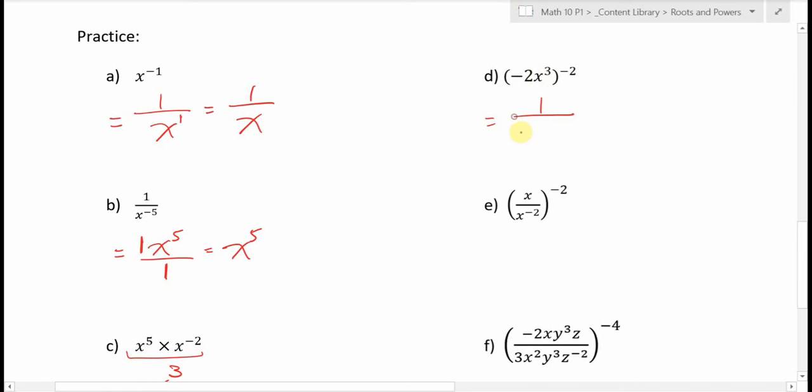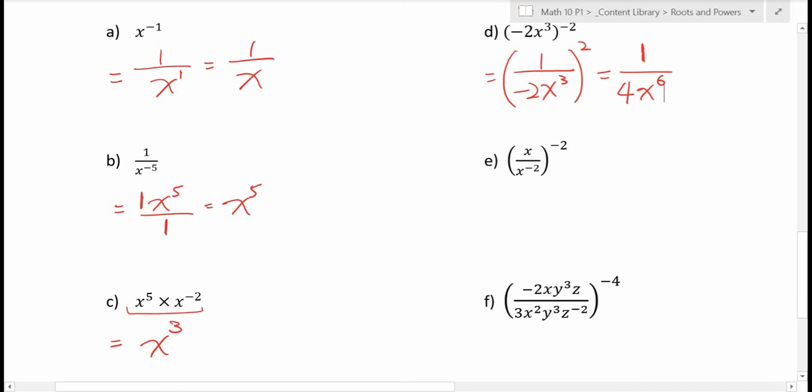For D, because of the negative exponent, I would change this into a fraction and write it as 1 over negative 2x cubed, all of that squared. Notice how I just flip this to the denominator. We're changing it to the denominator because of the negative exponent. And once you've done that, the exponent becomes positive. You have 1 squared, which is 1. You have negative 2 squared, which is now positive 4. And then x cubed squared, again, that's a power of a power situation. You multiply exponents, so you get x to the power 6.